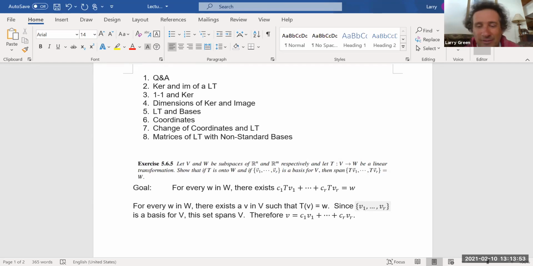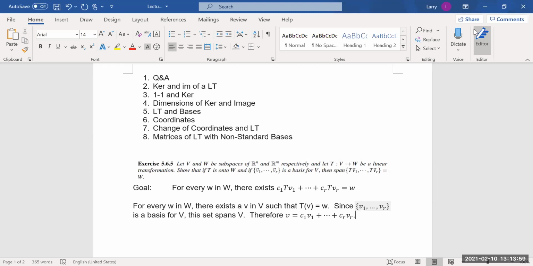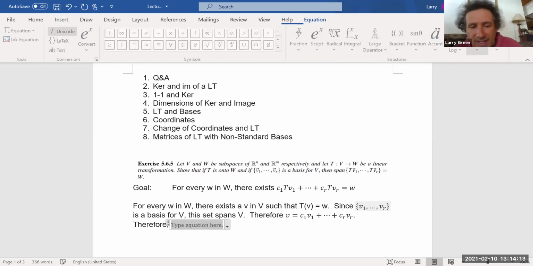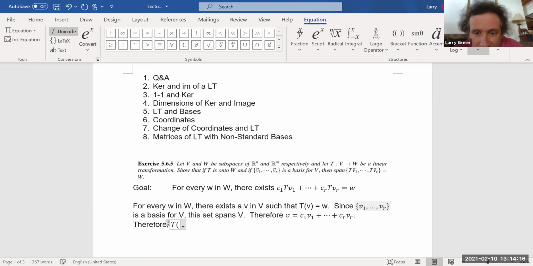The hint is it's very simple. And put that into our T? Yeah. So I could substitute that in. I have another way of writing V, so let's write it that way in our T. So therefore, T of C1 V1 plus dot dot dot plus CR VR equals W.